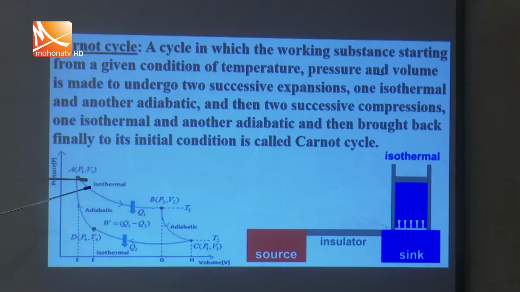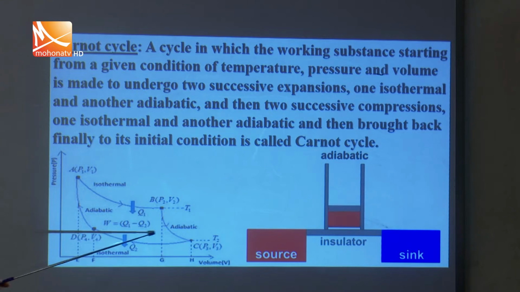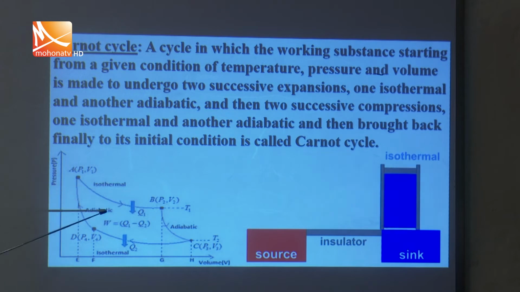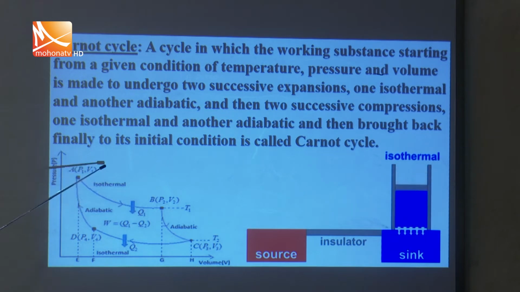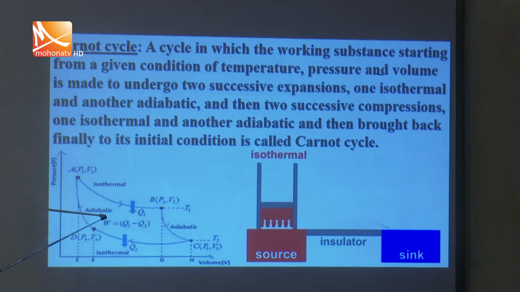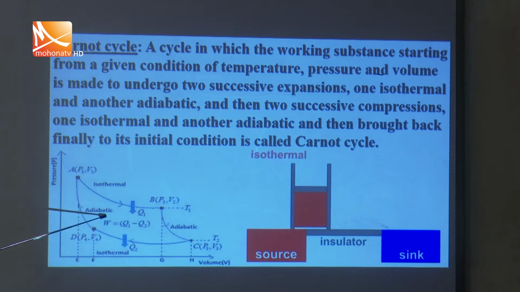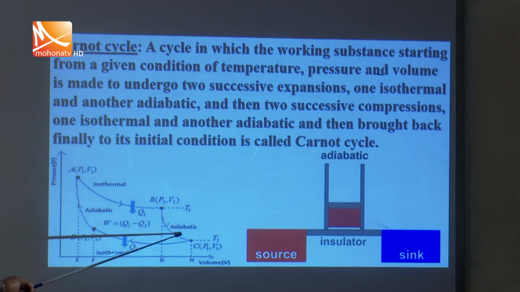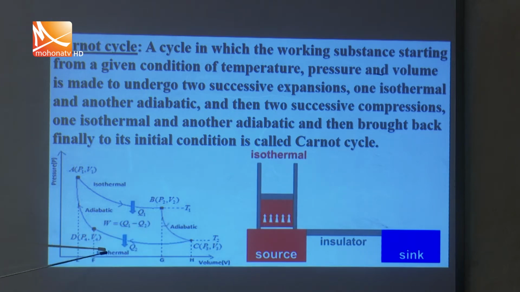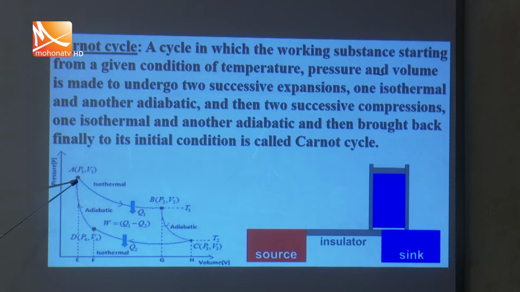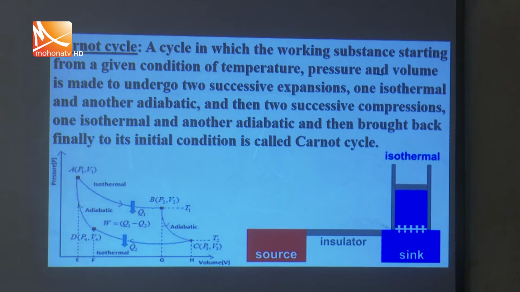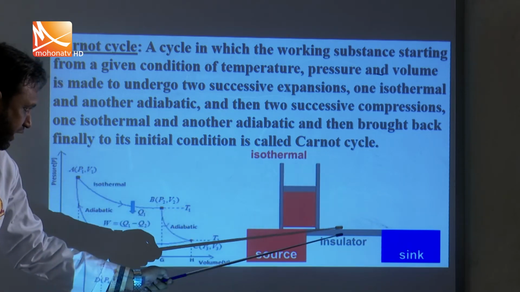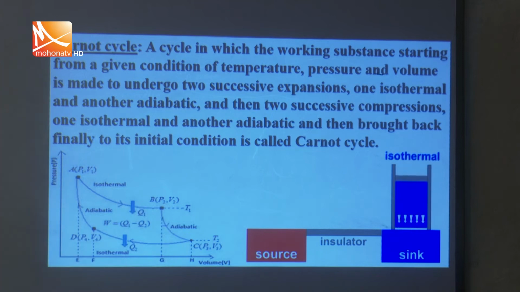Dear students, you can observe here the total process is four steps. These four steps are divided into two sections. One is expansion and another one is compression. Expansion is divided into two portions, isothermal expansion and adiabatic expansion, and compression is also isothermal compression and adiabatic compression. Okay, and you see the source, sink and insulator, and this is a cylinder.